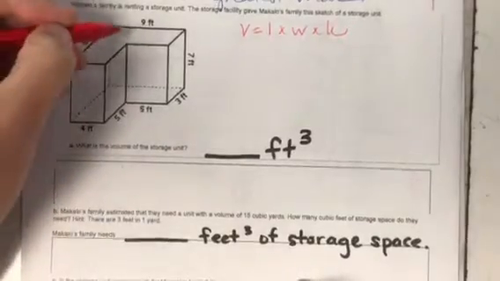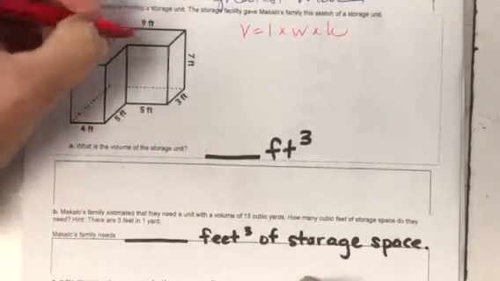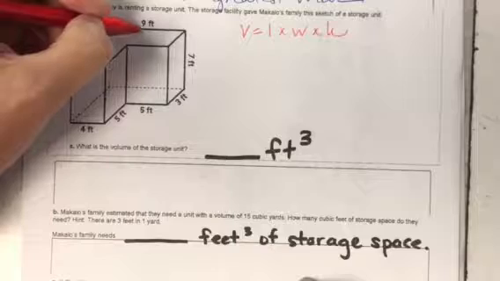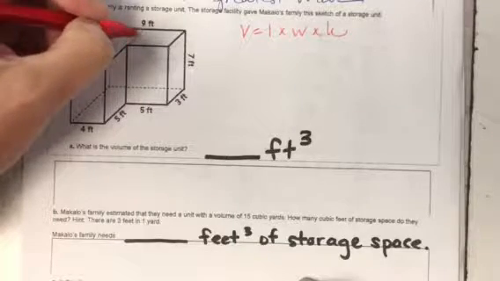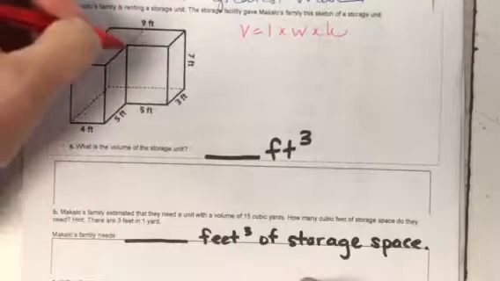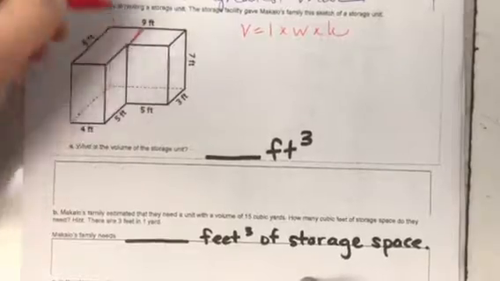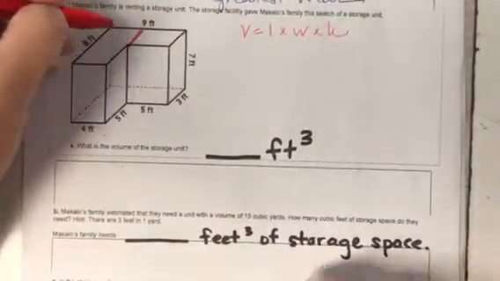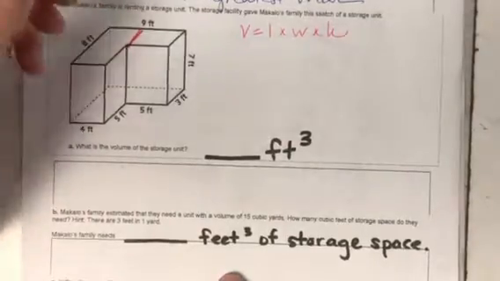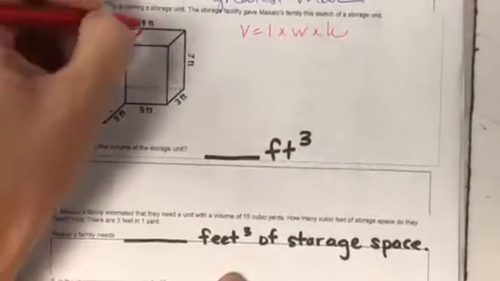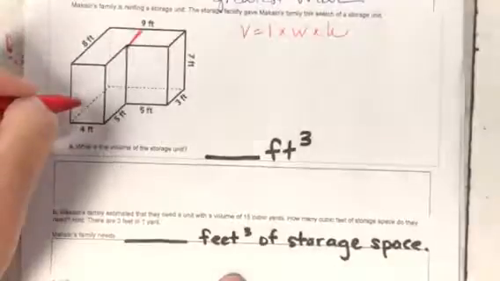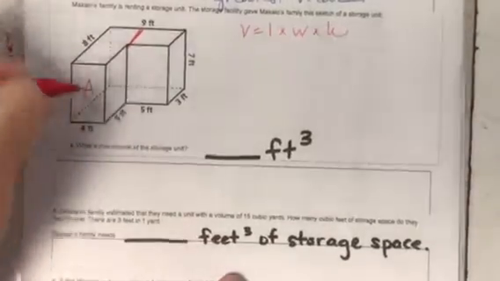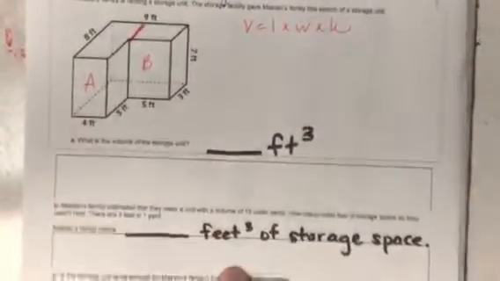So the first thing we're going to do is cut this into pieces, into different prisms. In my head, I would cut it right here. Some people might also cut it this way. That's fine. I'm just going to do this, and I'm going to relabel them. I'm going to label this box prism A, and this is prism B.